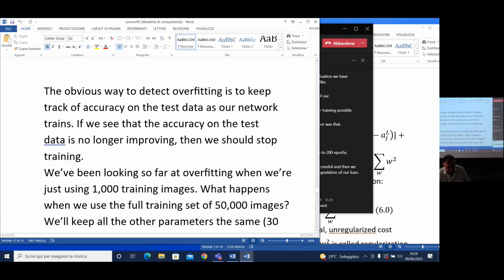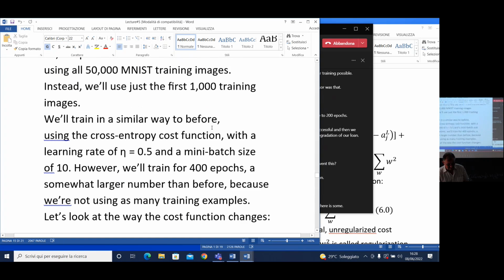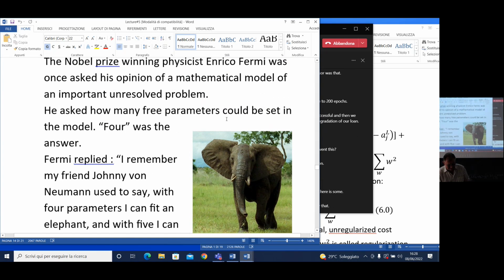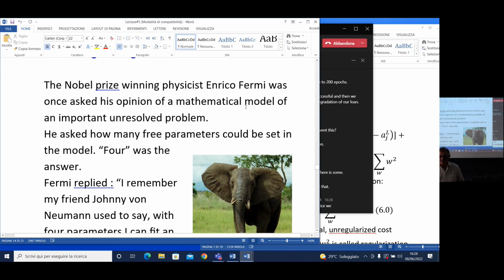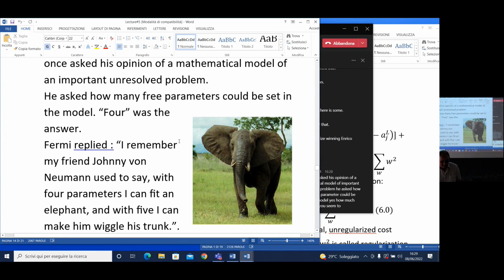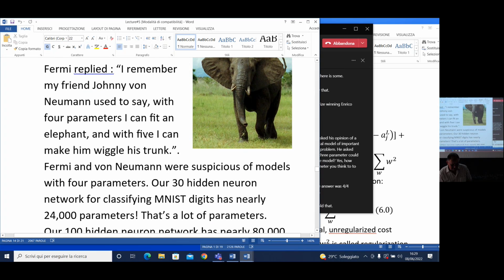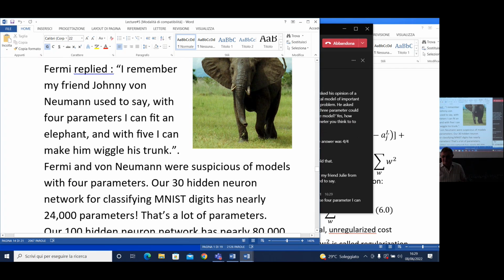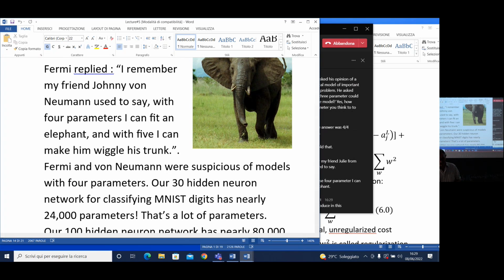How to prevent this situation? So, first of all, there is a funny story that the Nobel Prize winner Enrico Fermi was once asked his opinion of a mathematical model of an important unresolved problem. He asked how many parameters could be set in the model. Yes, how many parameters do you think to use? And the answer was four parameters. Fermi said, I remember my friend Johnny von Neumann used to say, with four parameters I can fit an elephant. He can fit in this system even an elephant with four parameters.